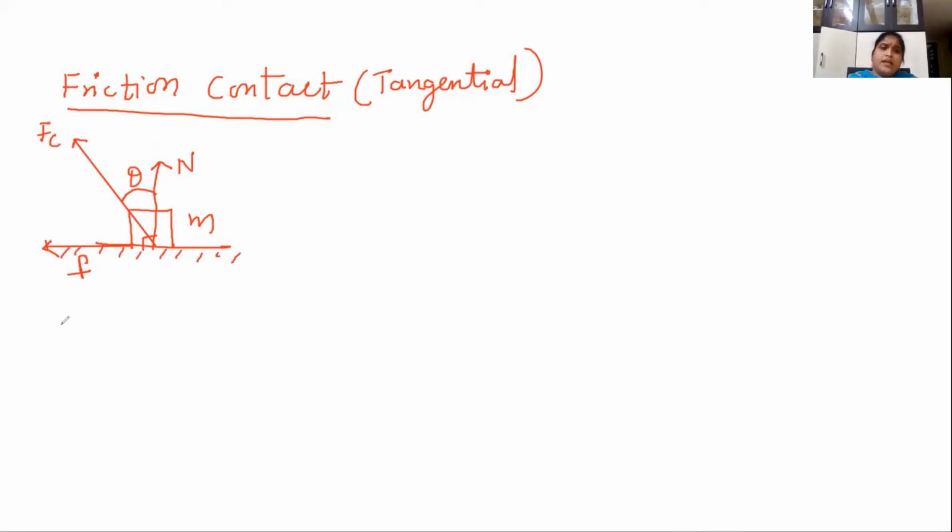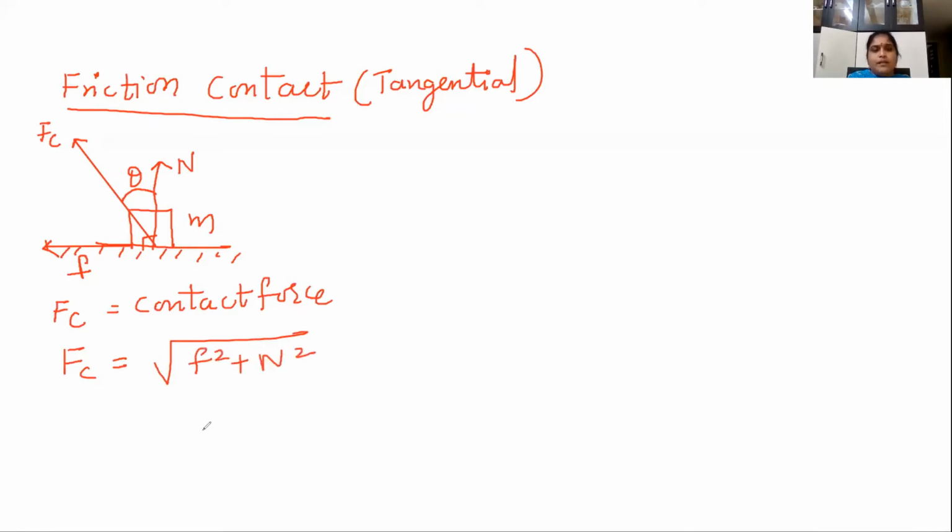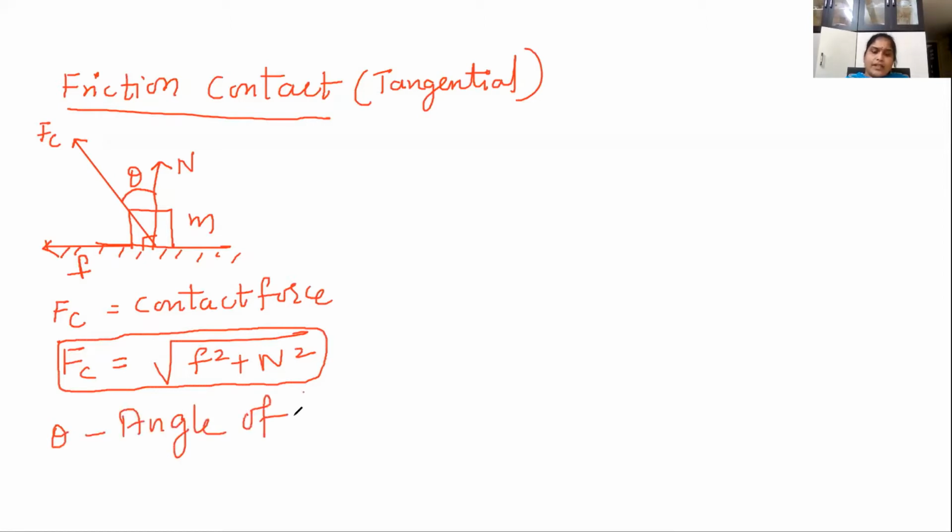Now let us analyze this situation. What is the contact force Fc? That contact force Fc is nothing but the vector sum of the perpendicular forces, the frictional force and the normal force. Hence the net contact force is under root F square plus N square. This is the formula for the contact force. Now let us go to theta. What is theta? Theta is called the angle of friction.